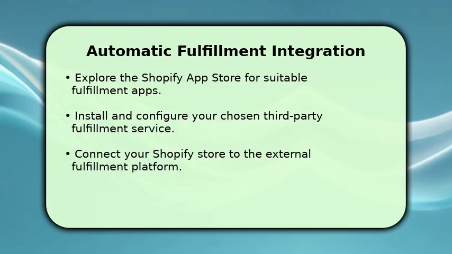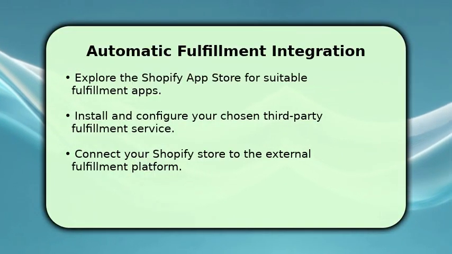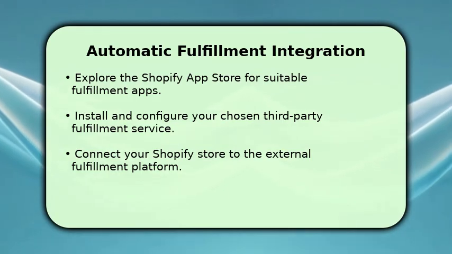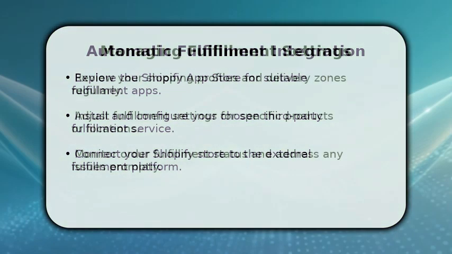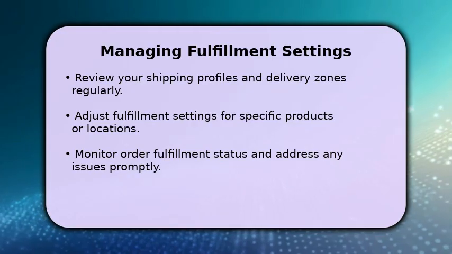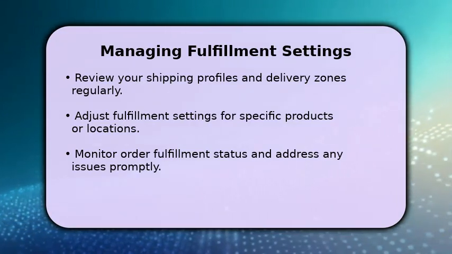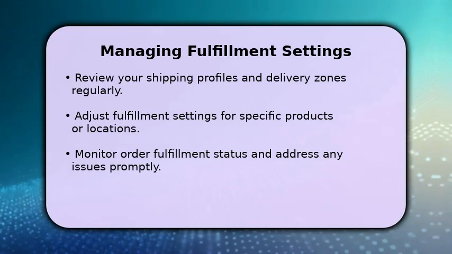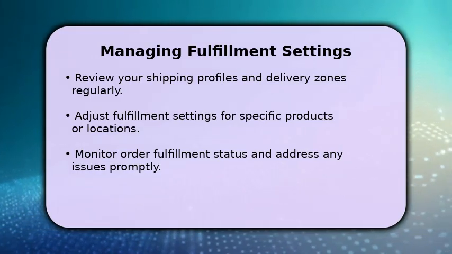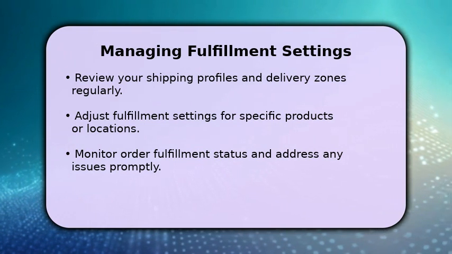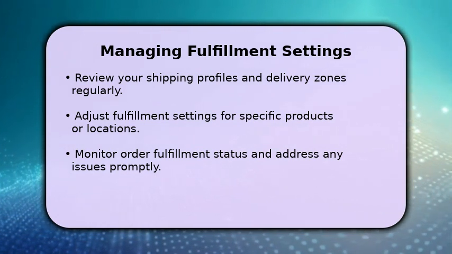Configure your settings to ensure orders are automatically sent for fulfillment and inventory levels are updated in real time, saving you valuable time. Regularly reviewing your fulfillment settings is key to a smooth operation. In your shipping and delivery settings, you can adjust shipping profiles and delivery zones. You might also want to set specific fulfillment rules for certain products or inventory locations.